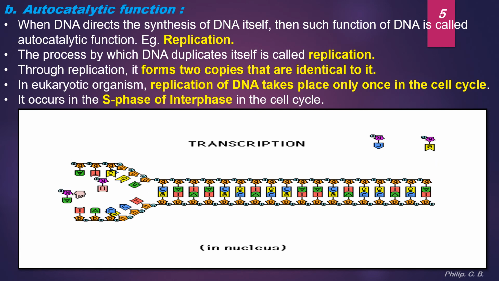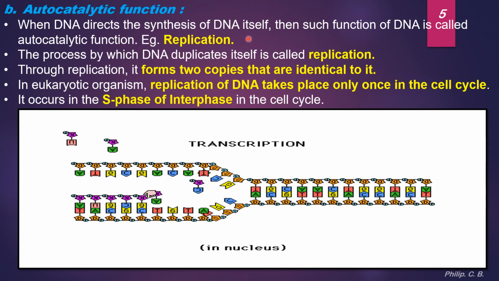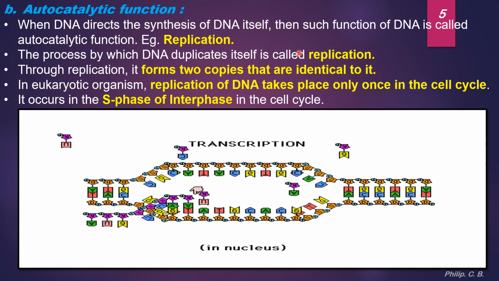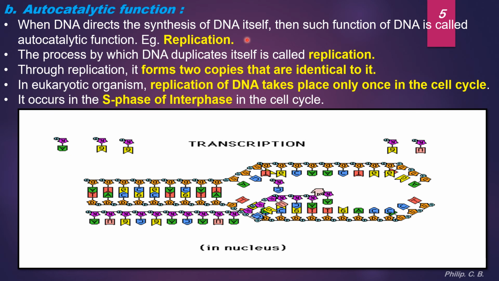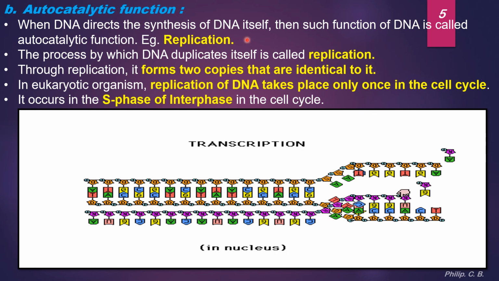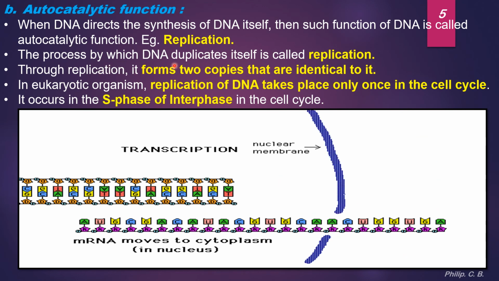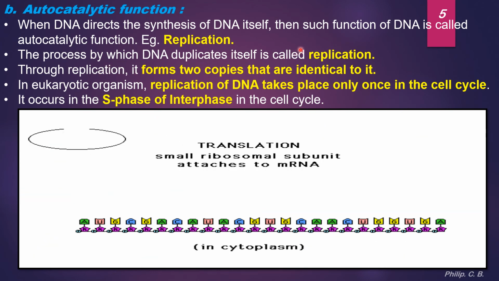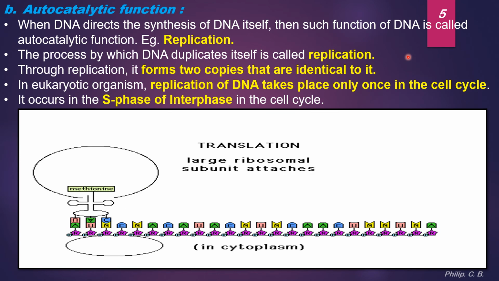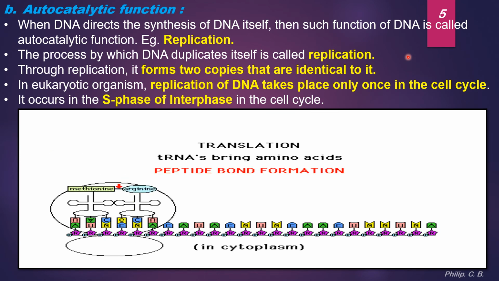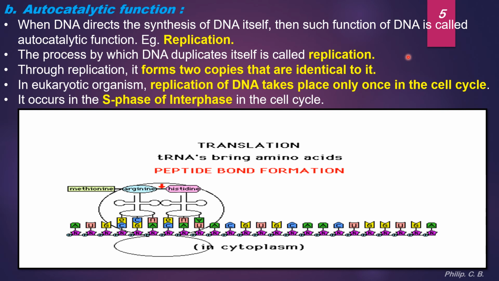The second is the autocatalytic function. Here, when DNA directs the synthesis of DNA itself, then such function of DNA is called autocatalytic function. Example, the replication. The replication takes place by autocatalytic function, whereas, as we learned earlier, transcription takes place by heterocatalytic function. Further, the process by which DNA duplicates itself is called replication, meaning the copy or the other half which is formed.